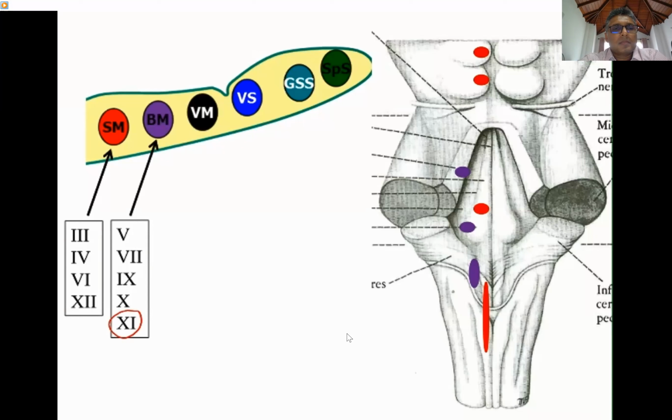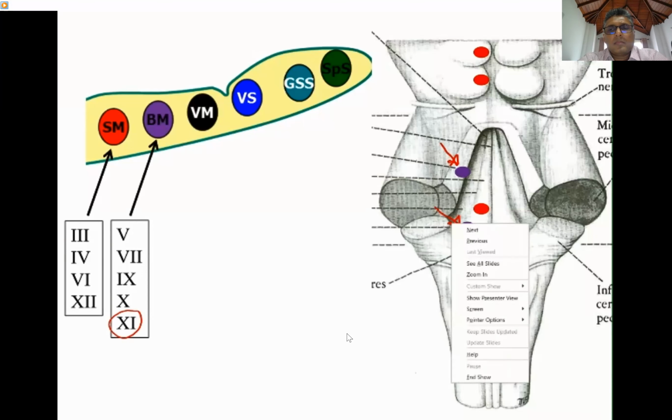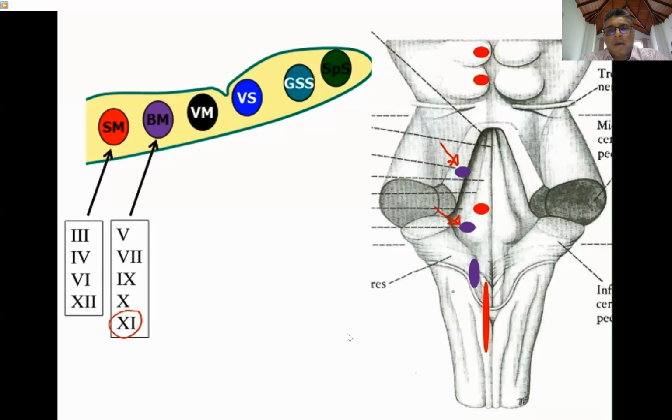You can see here in purple color the branchial motor nucleus of the trigeminal nerve and the branchial motor nucleus of the facial nerve under the facial colliculus, and a common nucleus, a single nucleus for all three other nerves: glossopharyngeal nerve, vagus nerve, and the cranial root of accessory nerves. There is one single nucleus, which is actually called the nucleus ambiguus.